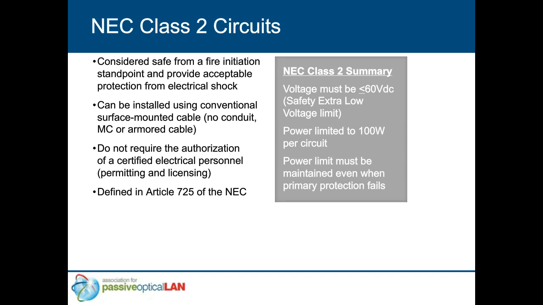There are three main attributes of an NEC Class 2 circuit. The first is that the voltage must be less than 60 volts DC. The official term is safety extra low voltage limit. So it's less than 60 volts, and as I mentioned, the DC-DC converters output 57 volts. The power has to be limited to 100 watts or 100 VA per circuit, which is what these special DC-DC converters do. Then the third thing is that the power limit must be maintained even when a primary protection device fails.